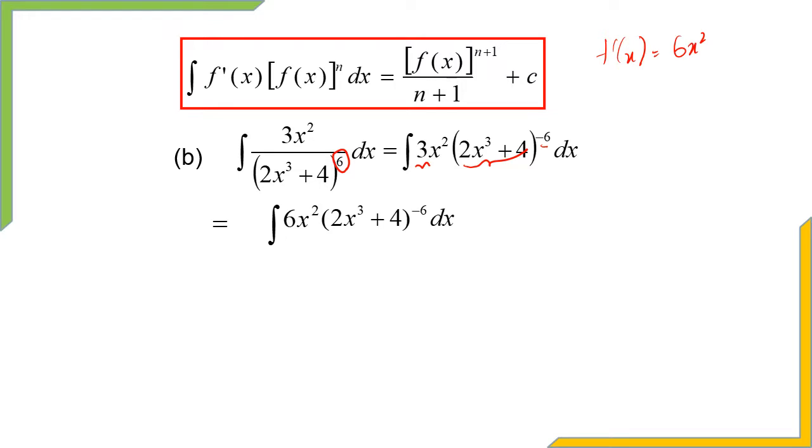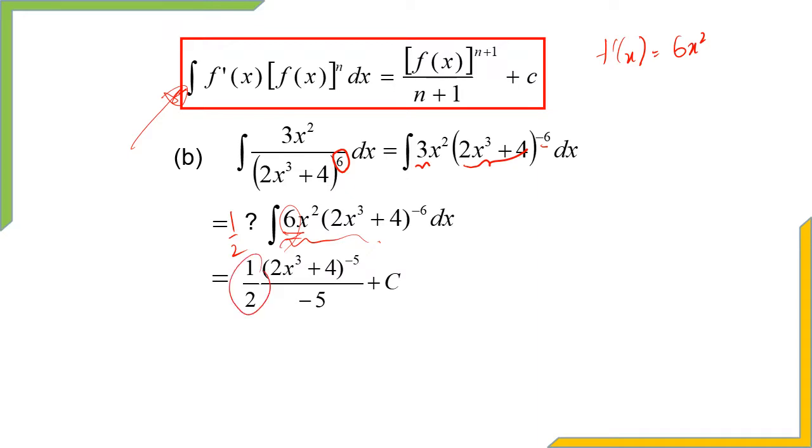So it should be in this form. The derivative should be 6x squared, but what we have is only 3x squared. So how do we get 3 from this 6? We need to do something to this 6. We need to divide by 2 or multiply by 1 over 2. So that's why we need to multiply by 1 over 2 in front of the formula. So it is true, but we need to multiply by 1 over 2.